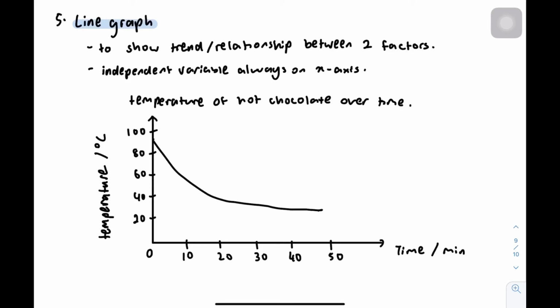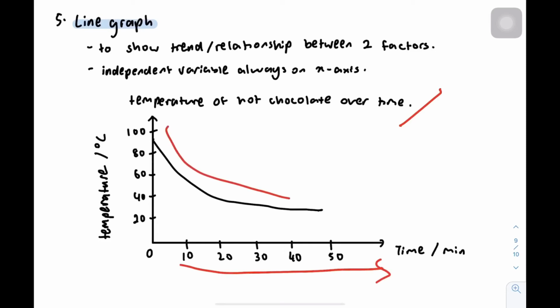For example, in the case of temperature of hot chocolate over time. Time is changing, and the temperature of the hot chocolate is getting affected by that. So as we can see here, as time goes on, the temperature of hot chocolate goes down. That is a very ugly arrow. The temperature of hot chocolate goes down.